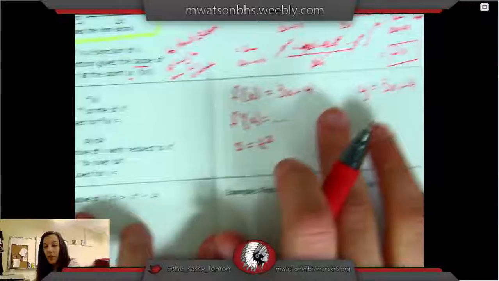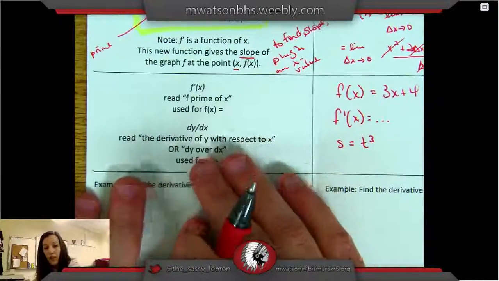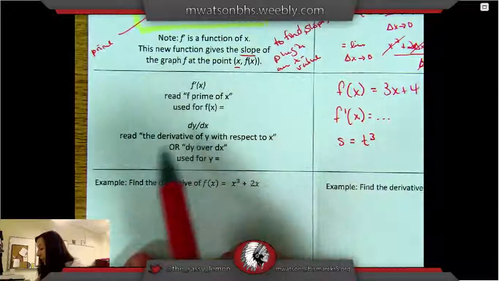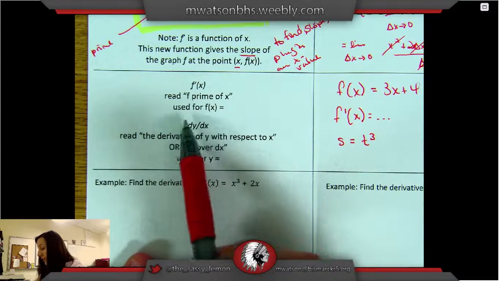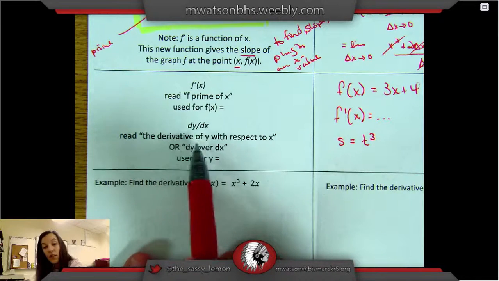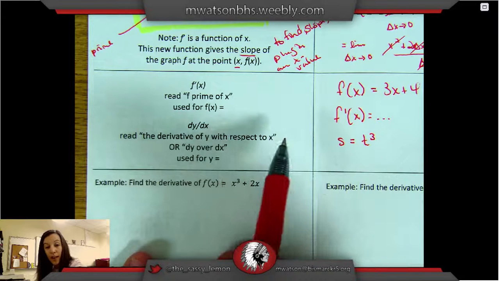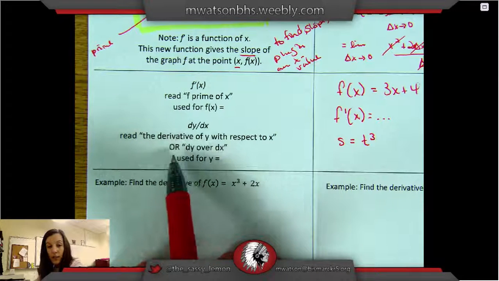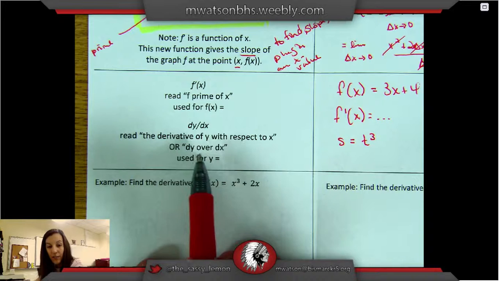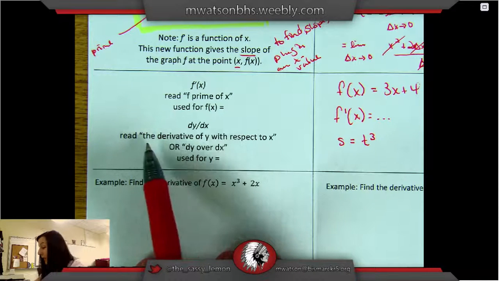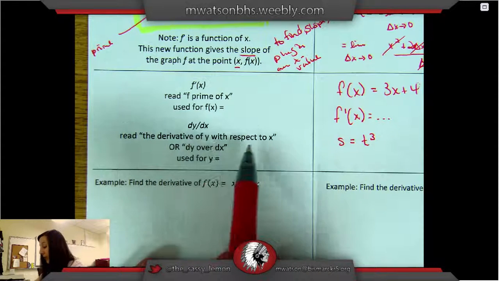However, if you have something that looks like this, y equals 3x plus 4, then to do the derivative, you're going to need to use this kind of notation. And it is read the derivative of y with respect to x. Or a lot of mathematicians will shortcut it to dy over dx. But what it really means is the derivative of y with respect to x.